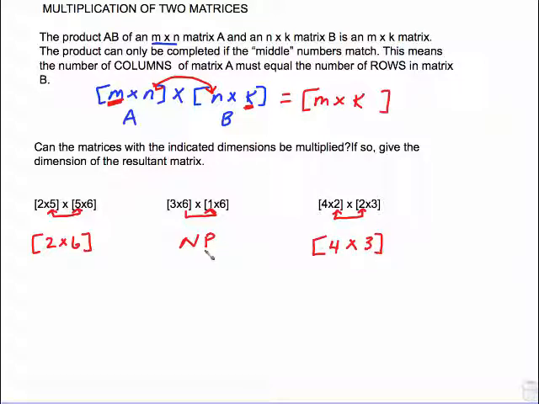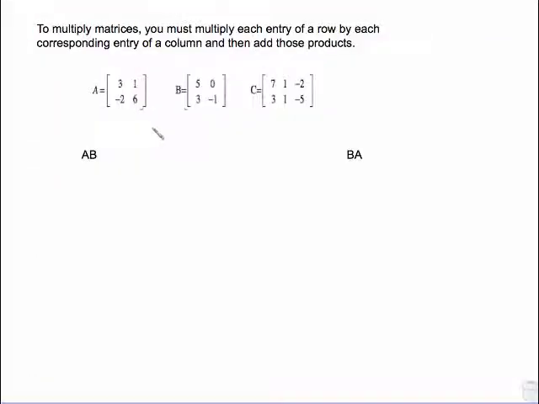You will understand in a little bit, once we start multiplying, why these dimensions have to match up the way they do. So what this process is saying is that the number of columns of matrix A must equal the number of rows in matrix B. There's a reason for that, and it has to do with the process of multiplying matrices. It sounds kind of complicated, but once you do several, you should be okay. You must multiply each entry of a row by the corresponding entry of a column and then add those products.